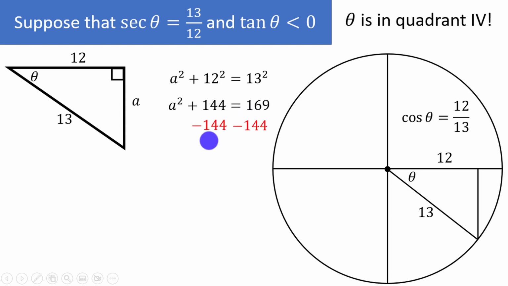Subtracting 144 from both sides, we get that a squared is equal to 25. Taking the square root of both sides, we get that a is equal to plus or minus 5. So think to yourself for a second, which of those do we need? Positive 5 or negative 5? Since we are in quadrant 4, a must be negative, because we are below the x-axis. So a is equal to negative 5.